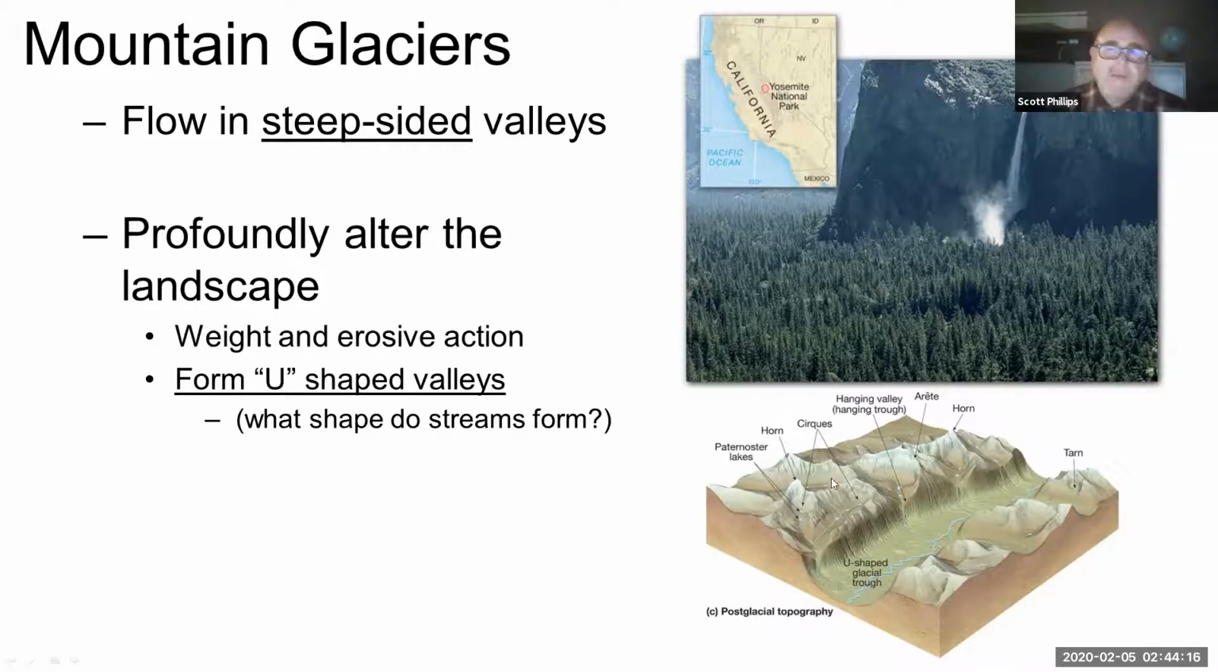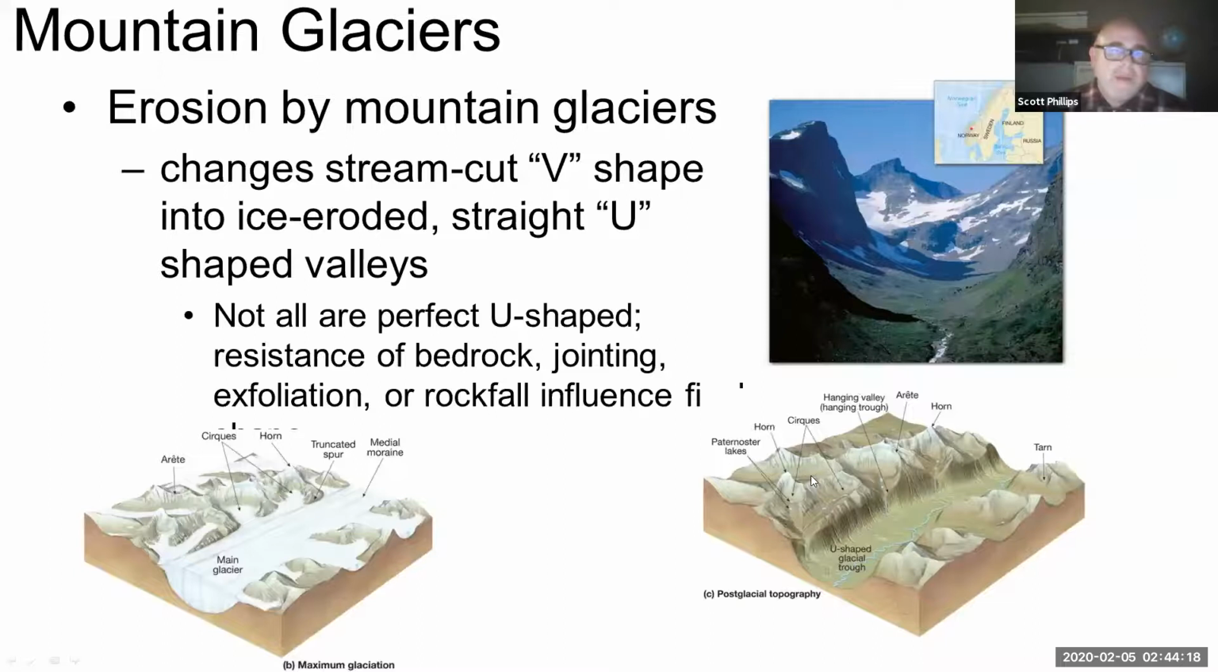So we mentioned before that streams create V-shaped valleys because the water is eroding down kind of like a knife into a V shape. Now, glaciers come along, they're kind of like an ice cream scoop, and they will turn that V-shaped valley into a U-shaped valley. Not all glacial valleys are perfectly U-shaped. Hopefully you saw the video about Yosemite Valley, how it is more of a box shape, but that's because of sediments that accumulated within that U-shaped valley.